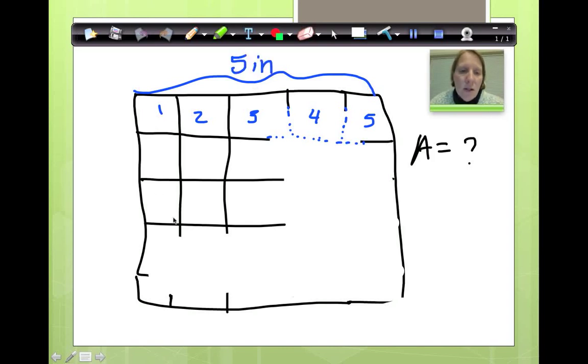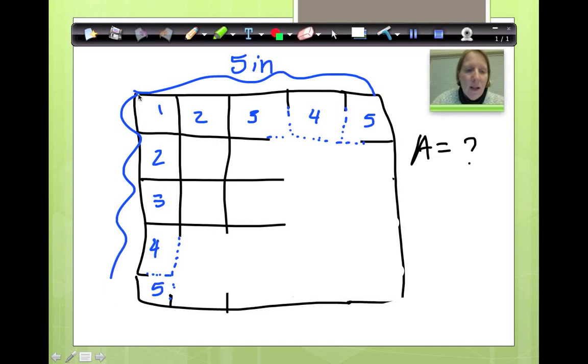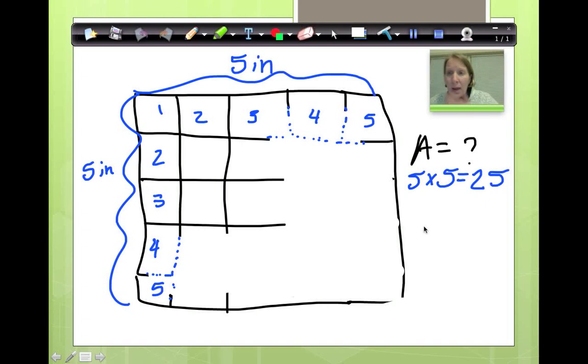Okay, let's do the same here. Do I need to fill in any lines? I see these little bits. I can connect my lines. So with your straight edge, connect your lines. Do I need to worry about any of this? Nope. Doesn't even matter. I don't have to see it. So let's count this one. 1, 2, 3, 4, 5. So how big is this? This is 5 inches. Okay, so my area is going to be 5 times 5, which is 25. Okay, now 25 is not good enough. I have to put labels on it. So area equals 25 square inches.